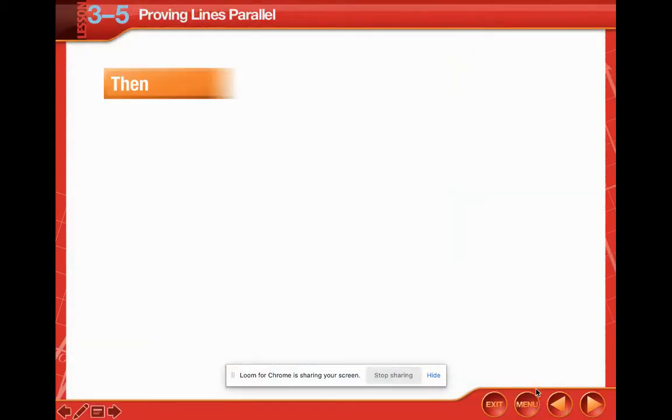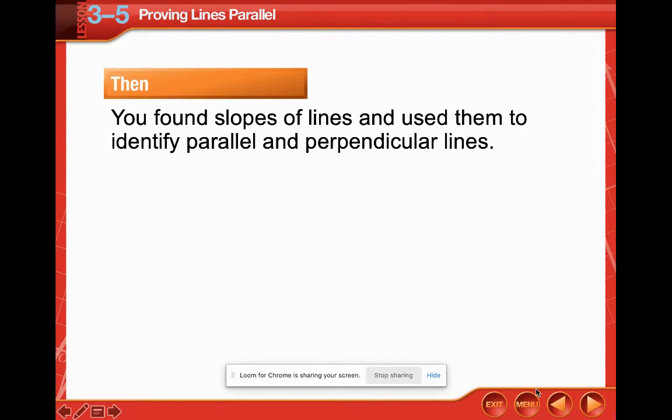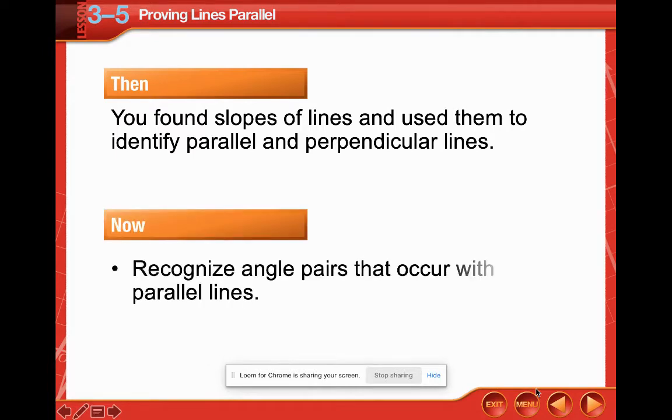Okay? So, in the past, we found slopes of lines and used them to identify parallel and perpendicular lines. Now, what we're going to do is recognize angle pairs that occur in parallel lines, and then prove that two lines are parallel using those angle pairs.